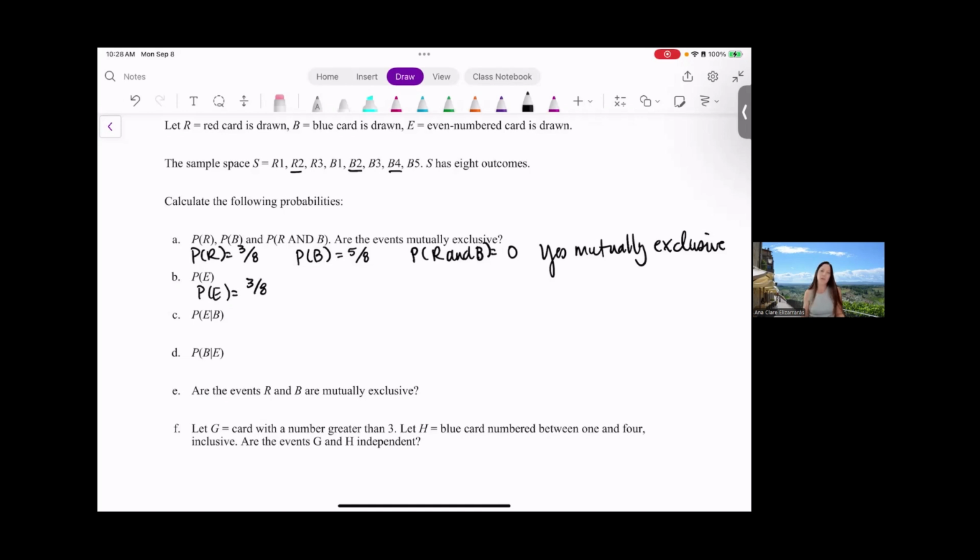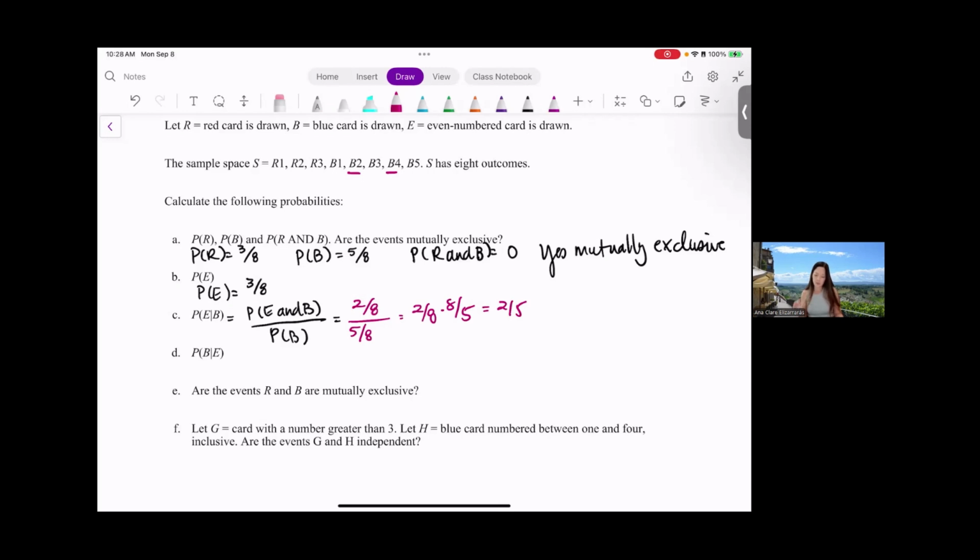We can do this one of 2 ways. You can do it using calculations, or you can do it looking at your sample space. So let's first calculate the probability of E and B, and then we'll divide that by the probability of B. So even and blue, looking at my blues, there's 1, 2 evens out of the 8 total in that sample space. And the blue cards we knew were 5 out of 8. Fraction multiplication, flip and multiply by the reciprocal, that is 2/5.